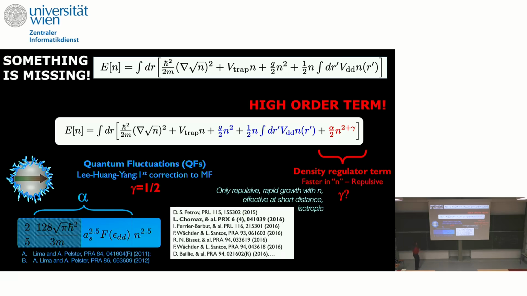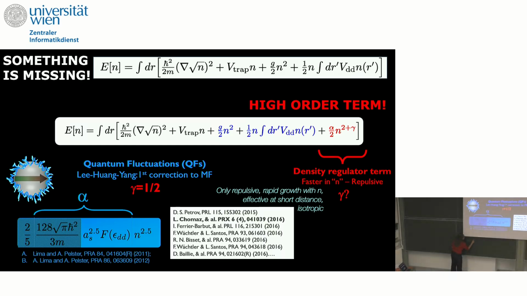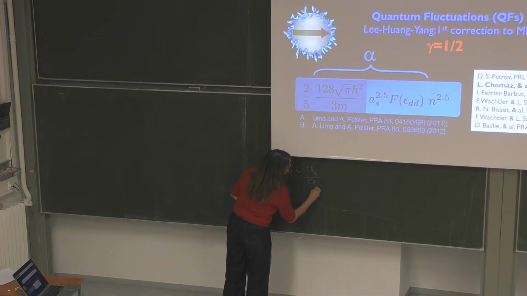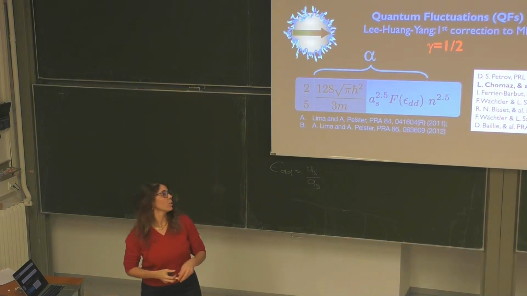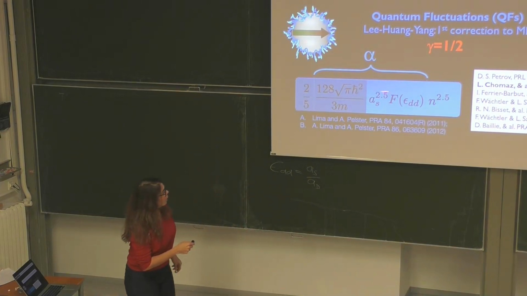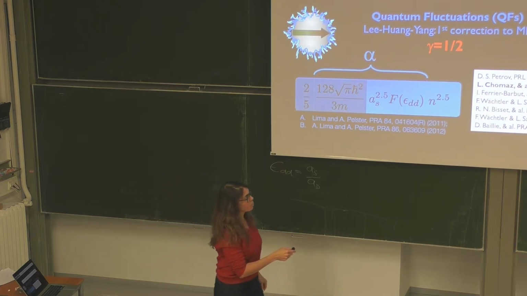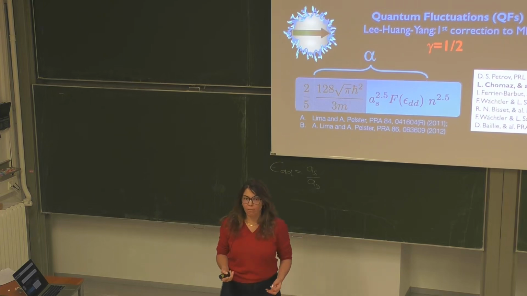And this epsilon dd that you see here is the ratio between the scattering length and the dipolar length, so the ratio of the characteristic length scales of the two interactions. So this is a kind of alpha parameter that you have here, and then this density dependence, which means that gamma is 1 alpha.